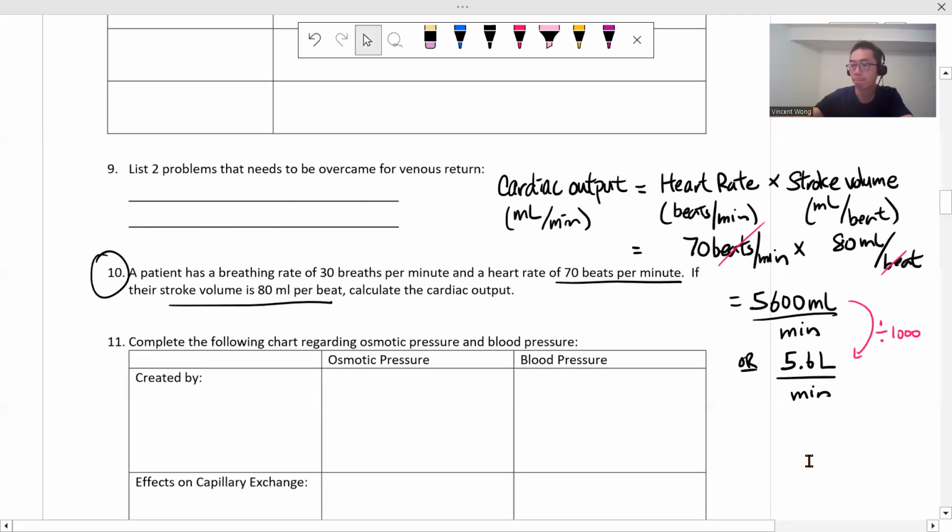A quick question. So the breaths per minute, that's just trying to confuse you, background information? Yeah, totally trying to confuse you. We're not there yet. We don't need it yet.